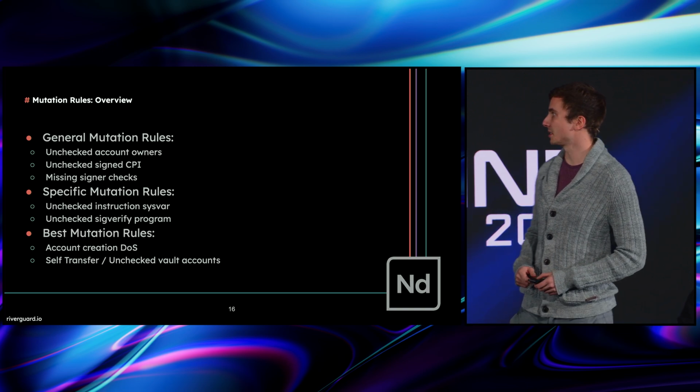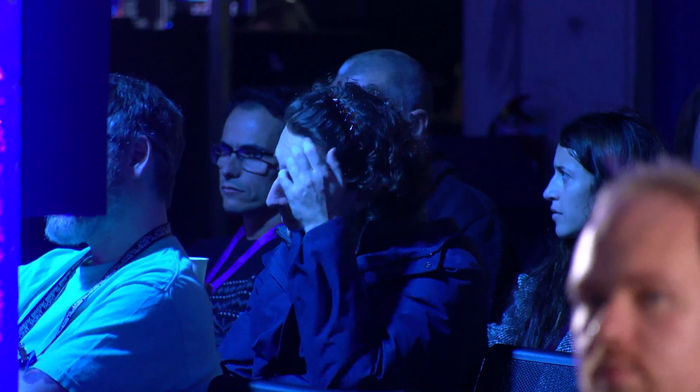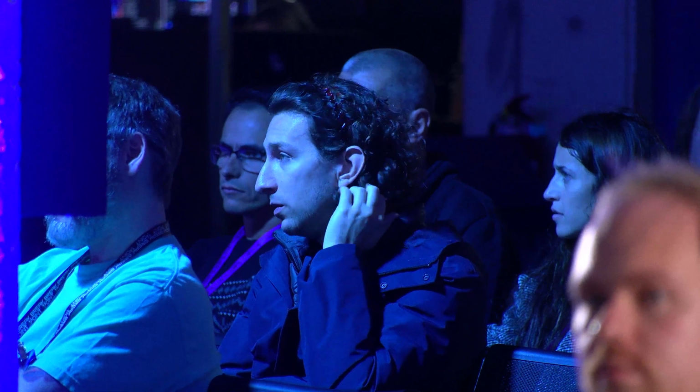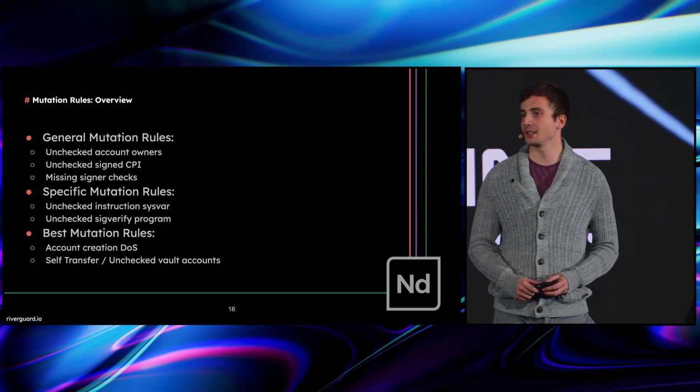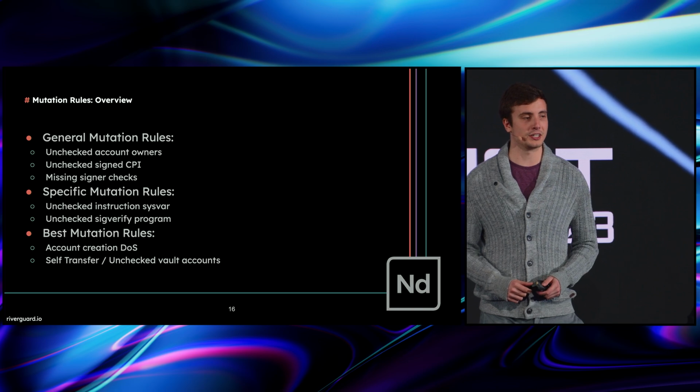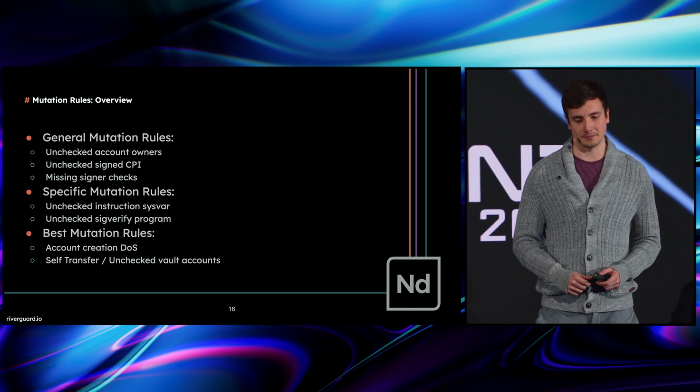Most programs already check these things, but we still have findings here. For example, we can catch unchecked account owners. We can catch unchecked signed cross-broker invocations. We can find missing signer checks automatically. And then we also have two specific mutation rules, which have been inspired by hacks we found in the past. The first one is unchecked instruction sysvar, and the second one is the unchecked sigverify program.